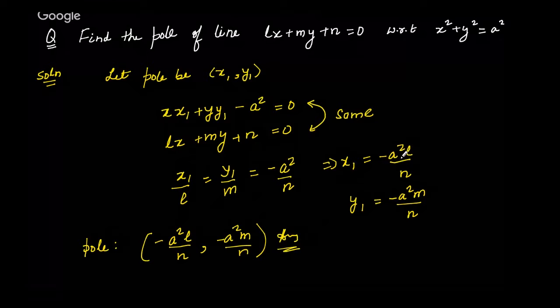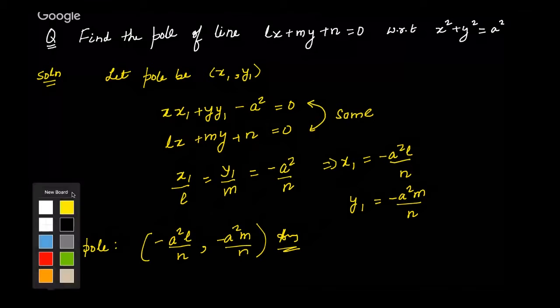Is it clear? Please type on the screen if it's clear so that I can proceed with the next slide, which is on the concept of properties of pole and polar.